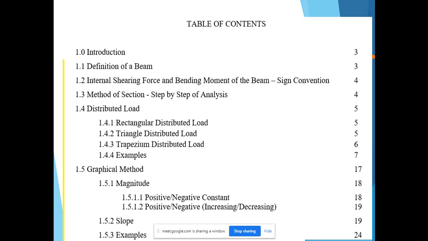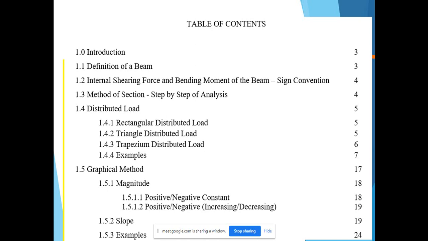And then next, I will talk about the internal shearing force and bending moment of the beam, and the sign convention: positive, minus and positive. When we do sectioning, which direction should the shear force and bending moment be? That's what we call the sign convention. And then in this chapter, we are going to draw the shear force and bending moment diagram.